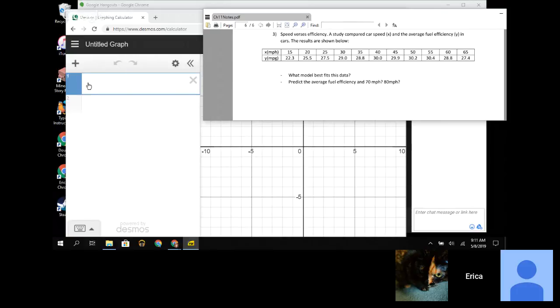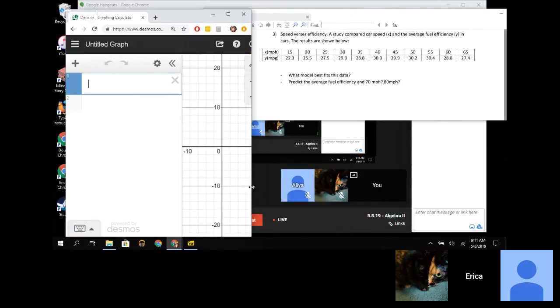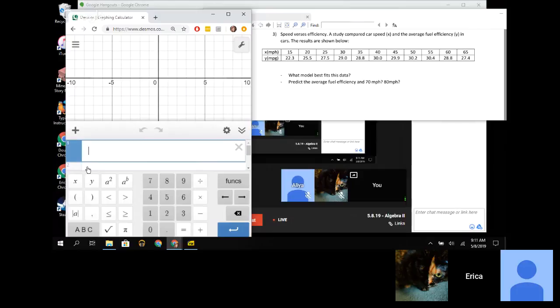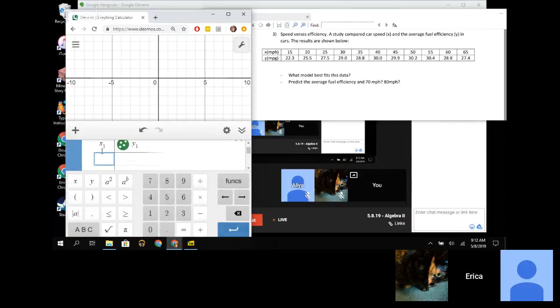What you're basically going to do is you need to make a table of your data. Okay, so to do that in Desmos, you're going to go in here and you're going to click this and you're going to add a table. All right, so what the table does is that's just a collection of your X and Y points. So what we're going to do is we're going to put our data in as a bunch of points. So when X is 15 miles per hour, your miles per gallon is 22.3.